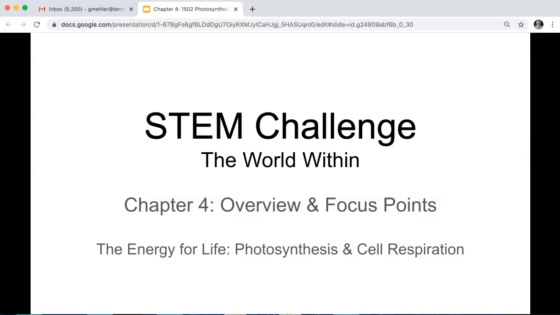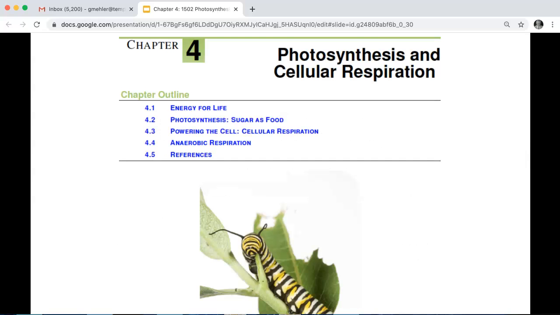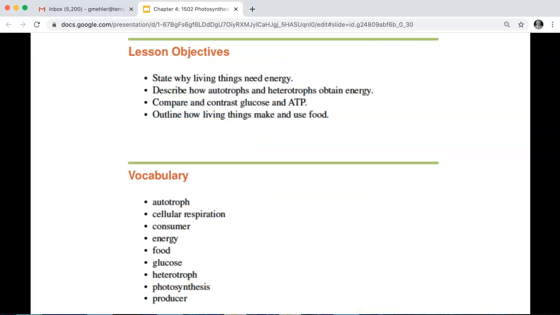The main topic, the big idea in this chapter is how does all life get its energy? The two processes, one is called photosynthesis and one is called cell respiration. In this Chapter 4, there are 4 sections that we'd like you to read and outline and study, 4.1 through 4.4. Let's take a look at 4.1.